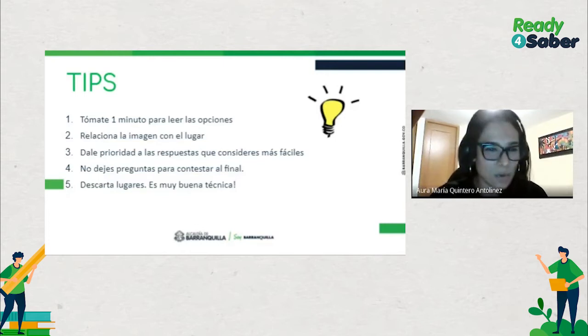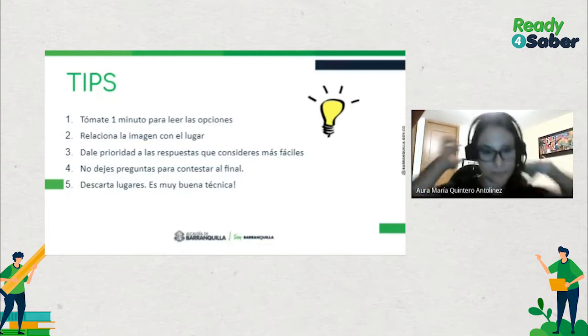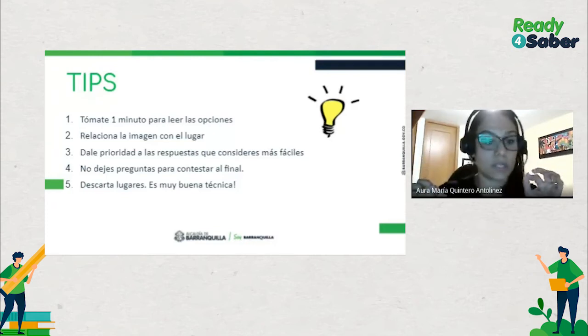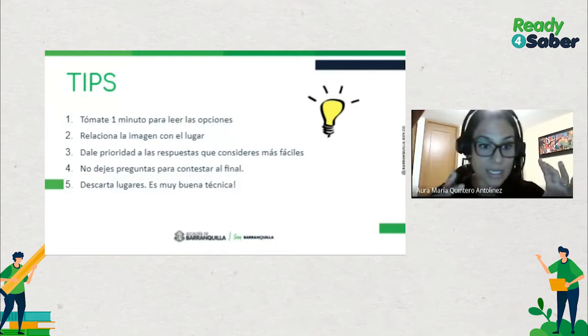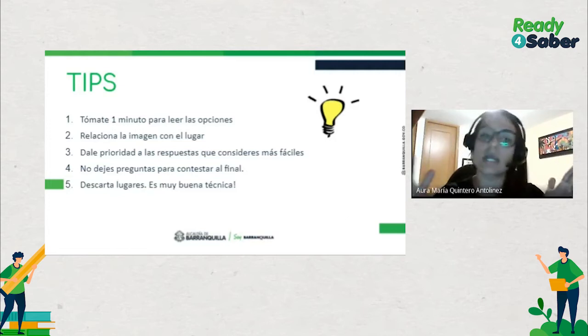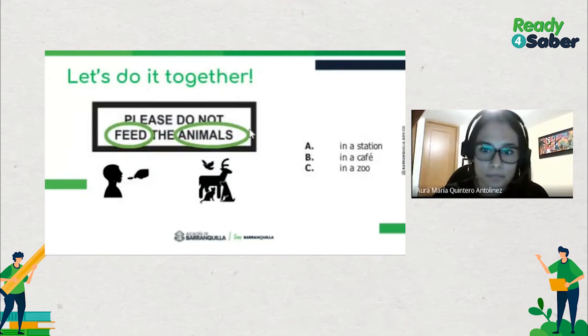Y descarta lugares. Es muy buena técnica. ¿Ok? Estos son como tipsitos. Siempre relacionando la imagen o la descripción de la señal con las opciones. Ayuda mucho y si sabes inmediatamente la respuesta de alguna, márcala. ¿Sí? Márcalas. Ve con lo que te sientas seguro y cómodo, márcalas inmediatamente. ¿Vale? Ok. So let's see.